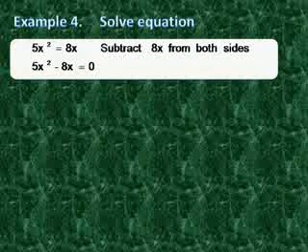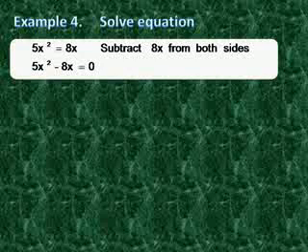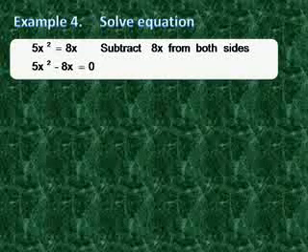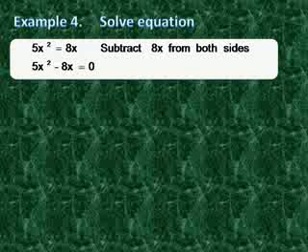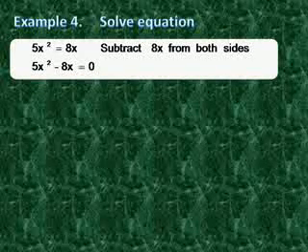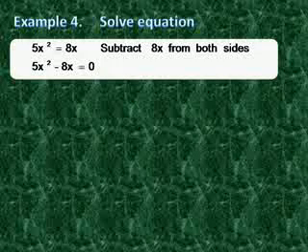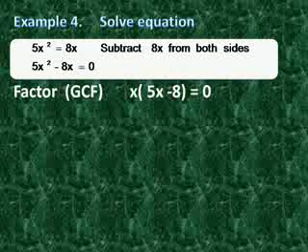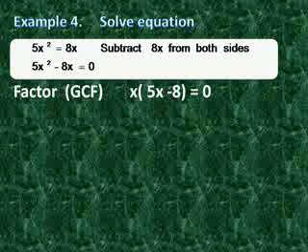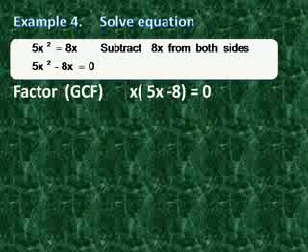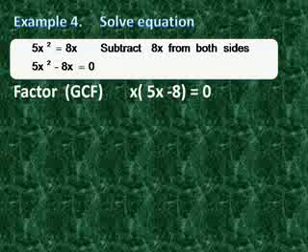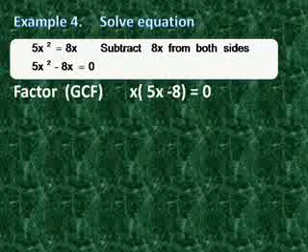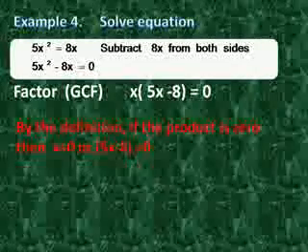Example 4. Solve the equation 5x squared equals 8x. First subtract 8x from both sides. 5x squared minus 8x equals 0. Then factor the greatest common factor to rewrite this equation in factored form. x times 5x minus 8 is 0.